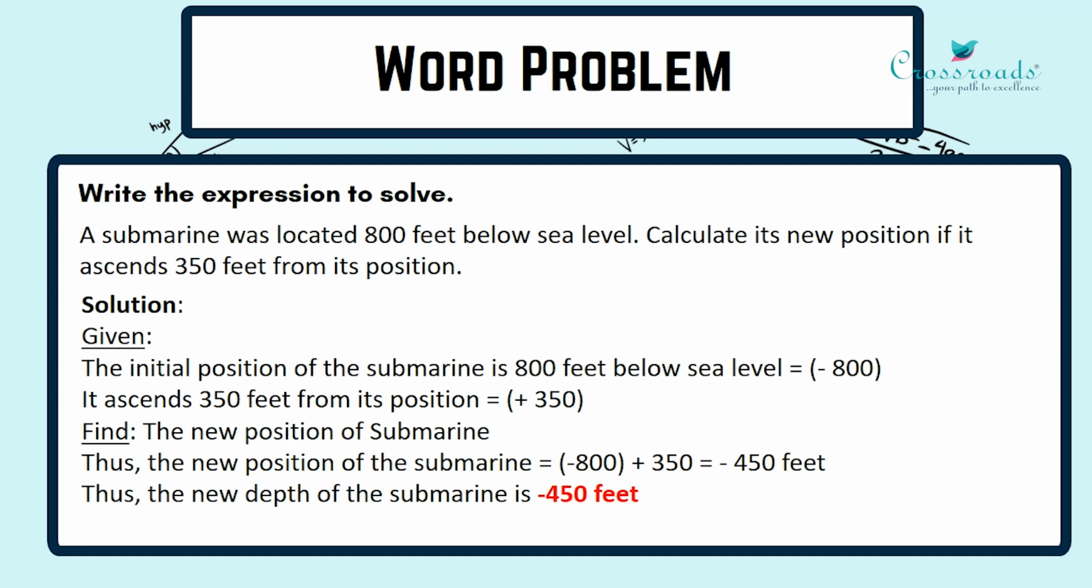The initial position of the submarine is 800 feet below sea level, which is nothing but minus 800. It ascends 350 feet from its position, that is plus 350. So what are you supposed to find? The new position of the submarine. Thus the new position of the submarine is nothing but minus 800 plus 350. So one is negative, one is positive. Take the difference between both. So 800 minus 350 is nothing but 450. The greater number is 800, so we retain the negative sign. So the resultant answer is minus 450. Thus, the new depth of the submarine is minus 450 feet. Okay, I hope it is clear till here.